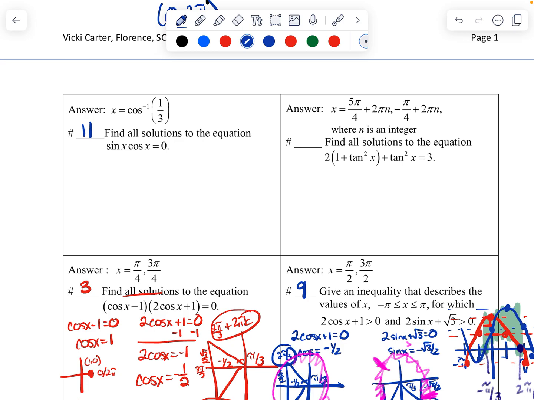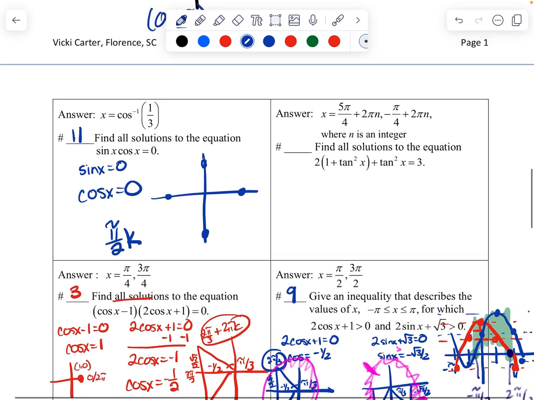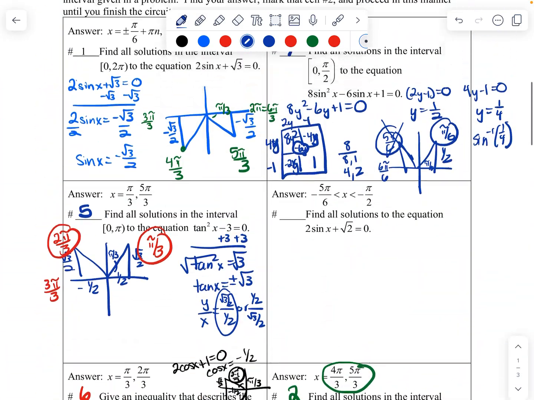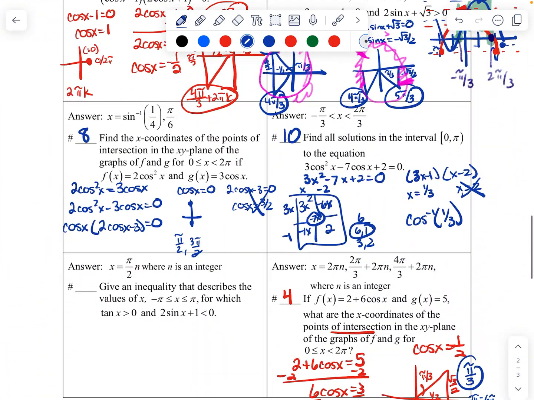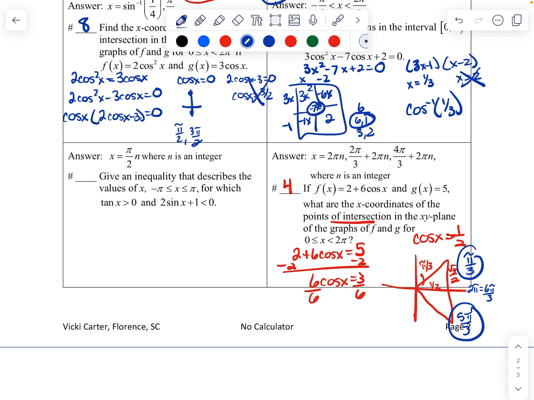So when could this equal 0? Either the sine of x would have to equal 0 or the cosine of x would have to equal 0. Well, where does that happen? Well, that's all these spots. So at every pi over 2, that happens. We're running out of them here, so let's see. Right here, so this is going to be number 12.